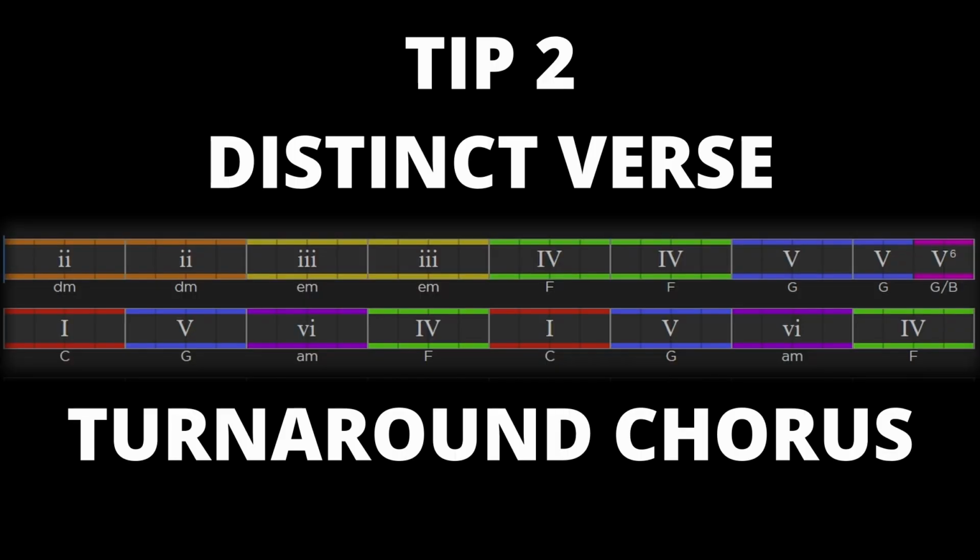This allows the turnaround to stand out more, which can reinforce the main hook, which it usually contains. For example, use the common turnaround 1-5-6-4 for the chorus, then use the 2 and 3 chords in a verse, such as 2-3-4-5. The 1 and 6 chords will only appear in the chorus.